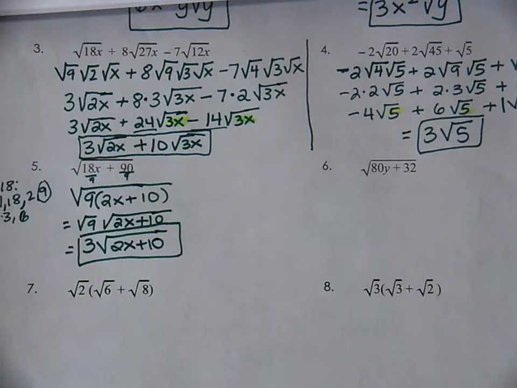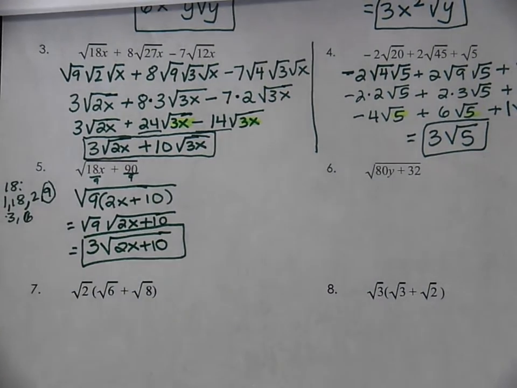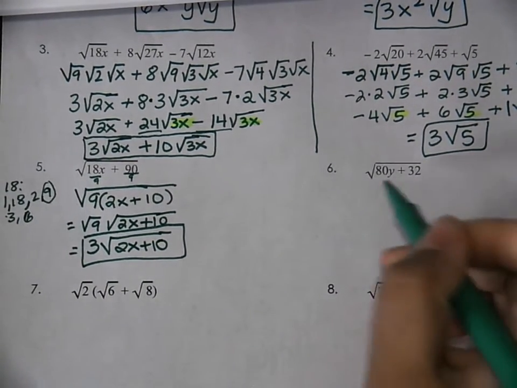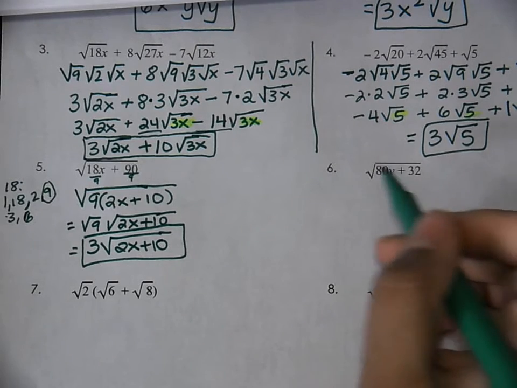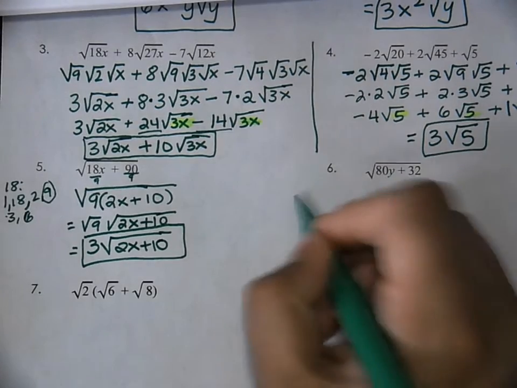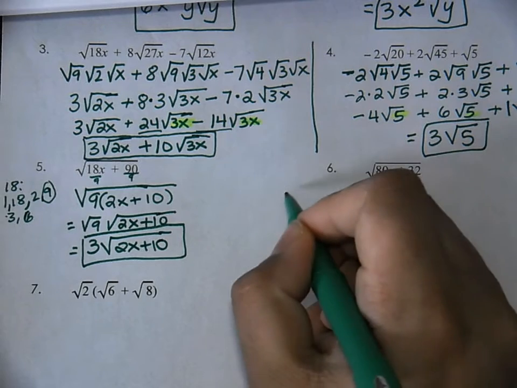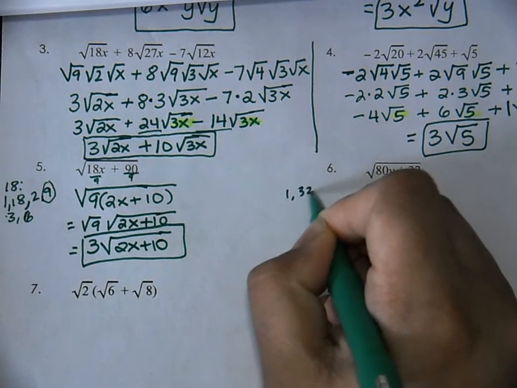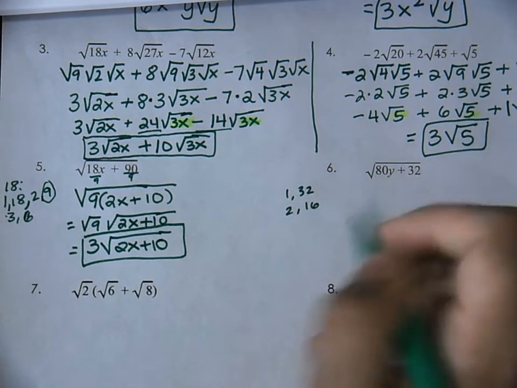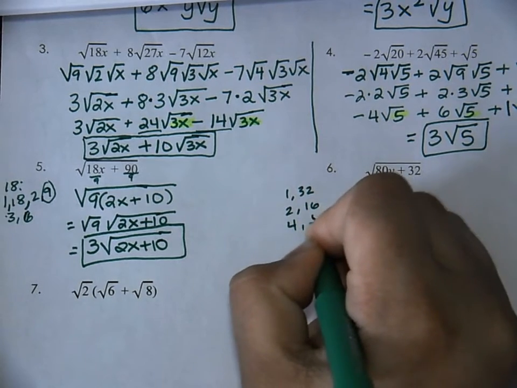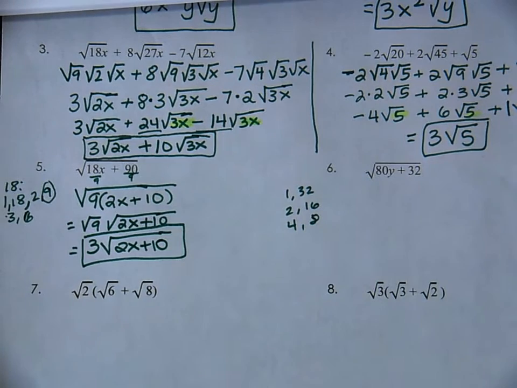All right, on to number 6, same idea, but it's 80 and 32. So again, if you're having trouble figuring out the factors of these, 80 is definitely a larger number, but maybe start with 32 because 32 doesn't have as many factors. 1 and 32, 2 and 16, 4 and 8. I think, is that it? Maybe. Here we can just look at it real quick.